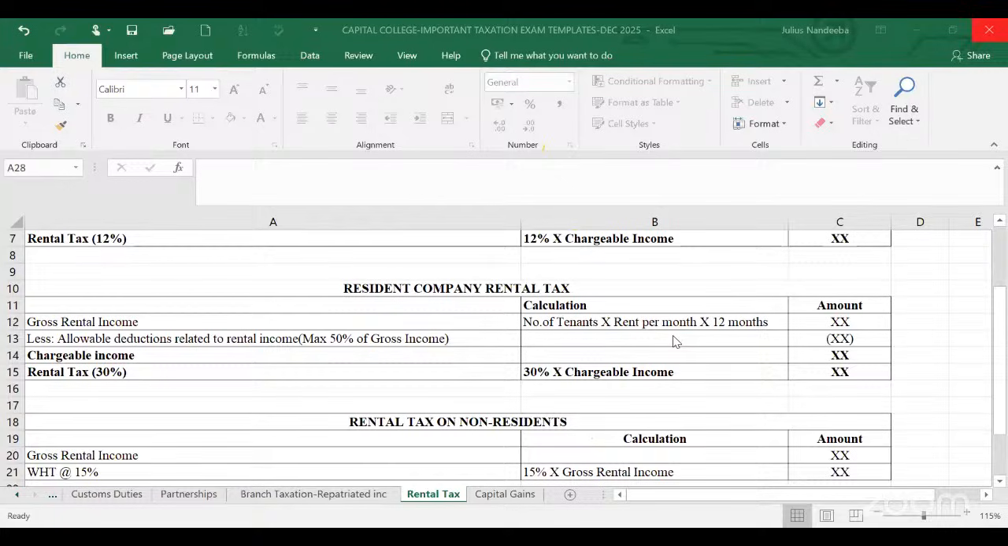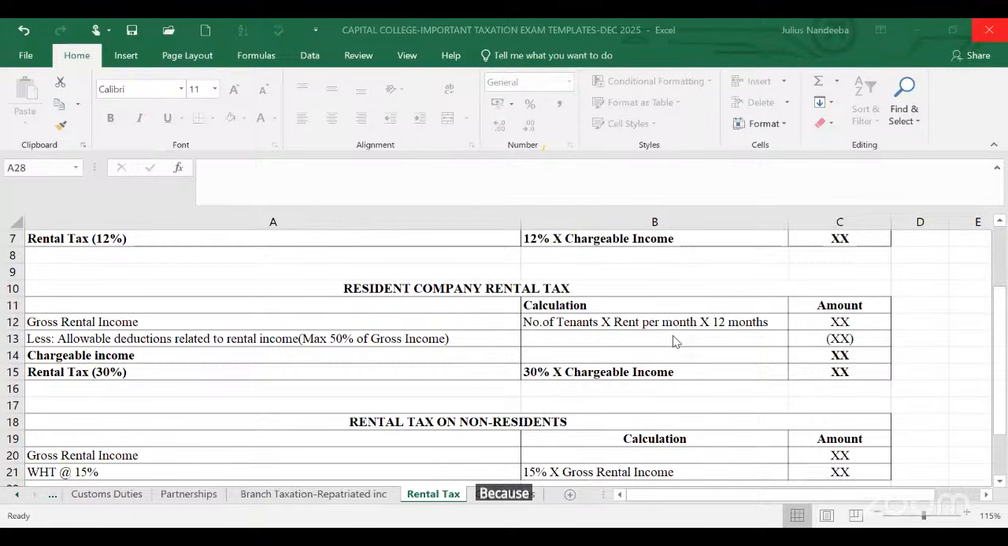When it comes to the company, you take these steps. Step number 1, determine the gross rental income for the year. And by the way, what I have not warned you about, if you received rental income that relates to another period in another year, that is not yet due for tax.